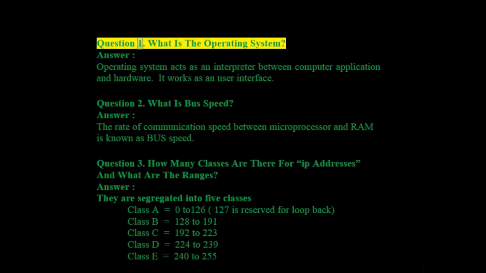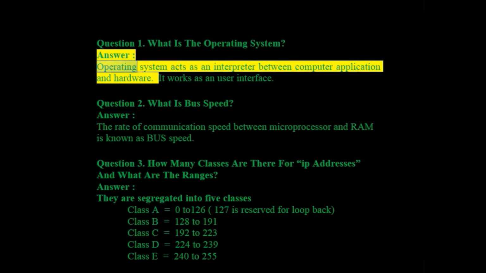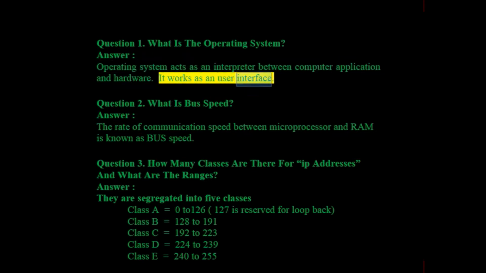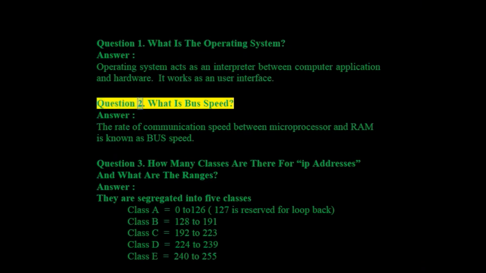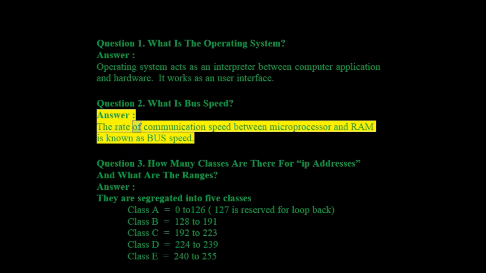Question 1. What is the operating system? Answer: An operating system acts as an interpreter between computer applications and hardware. It works as a user interface. Question 2. What is bus speed? Answer: The rate of communication speed between the microprocessor and RAM is known as bus speed.